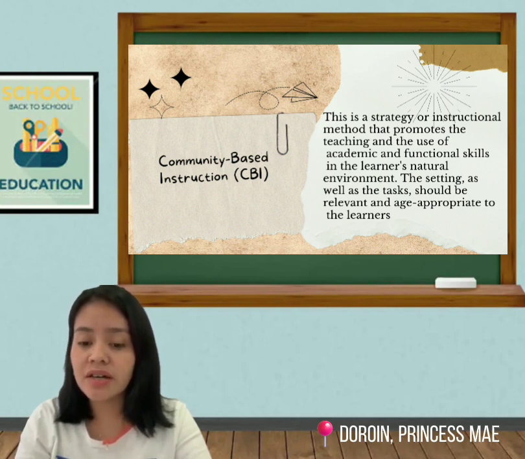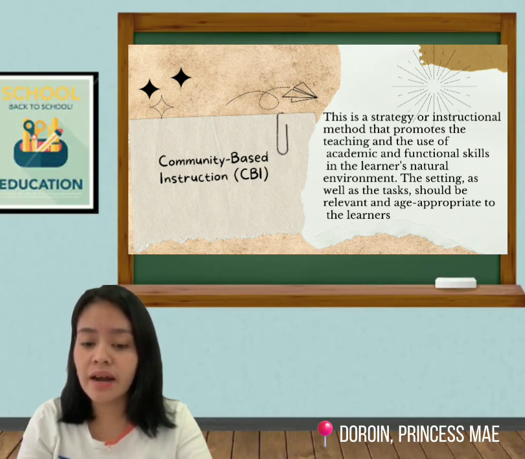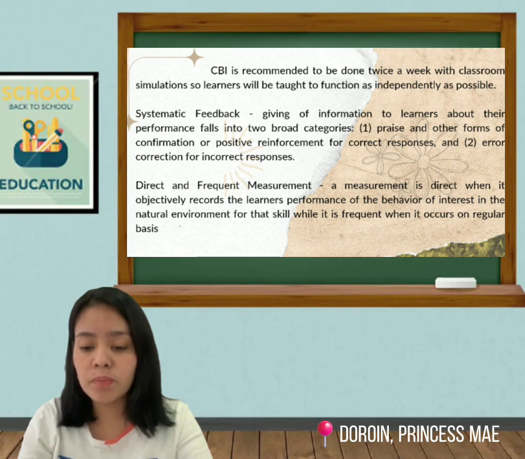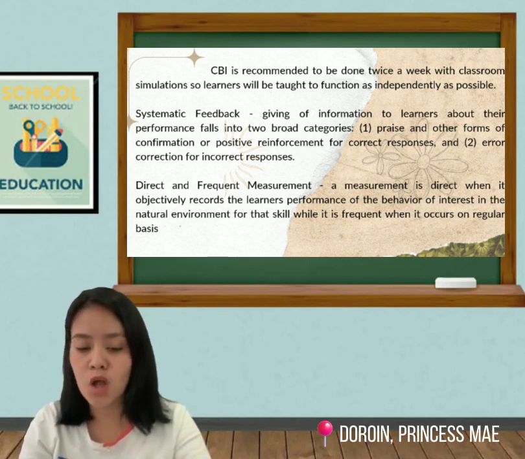This is a strategy or instructional method that promotes the teaching and the use of academic and functional skills in the learner's natural environment. So the core of a CBI program must be directly related to the areas that prepare students to function in their community. Another info about CBI is the setting, as well as the tasks, should be relevant and age appropriate to the learners. CBI is recommended to be done twice a week with a classroom simulation, so learners will be taught to function as independently as possible.